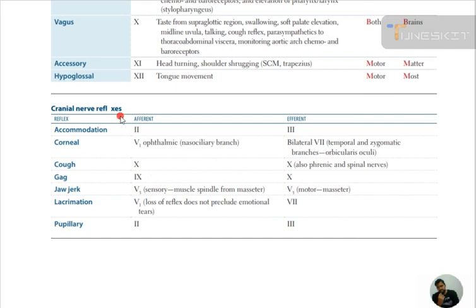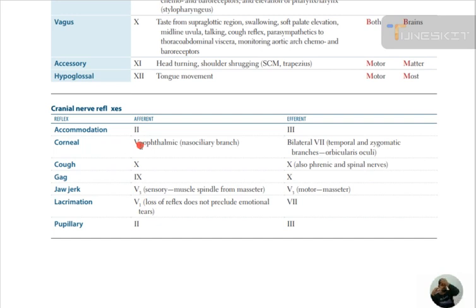The next thing is cranial nerve reflexes. These are the reflexes which are related to cranial nerves, and by showing these reflexes we can find any abnormality related to any kind of nerve. So accommodation is related to the optic nerve; it receives signals from the optic nerve and effects via cranial nerve 3.